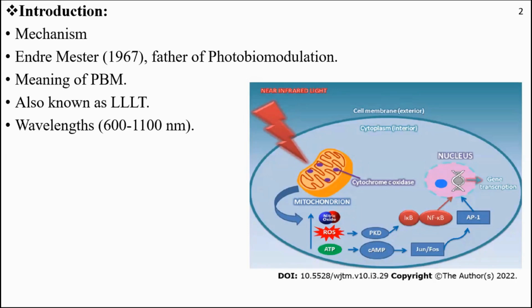The mechanism of photobiomodulation is that if we put light on a cell, the light penetrates into the mitochondria of the cell. In the mitochondria, there is cytochrome c oxidase, which has the ability to interact with light. When light interacts, the mitochondria activate and produce energy in the form of ATP, adenosine triphosphate, and nitric oxide and reactive oxygen species, which help to enhance the oxygen level. Photobiomodulation, previously known as low-level laser light therapy, uses wavelengths between 600 and 1100 nanometers.